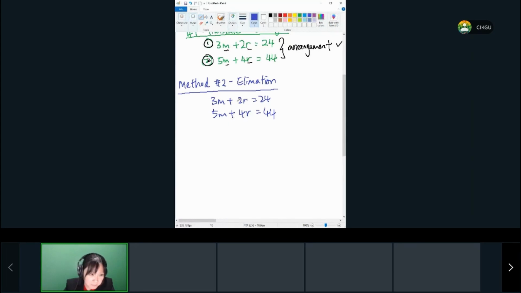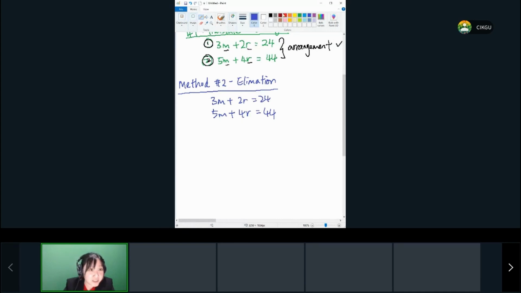So what I mean by that, you see, 3M, 5M, 2R, 4R. I think you can make the R disappear easier. Why? Because if I multiply 2 to 2R, the 2R will become 4R. Then the 4R will become the same as the 4R here. Easy to minus. If 4R minus 4R, it will become 0, which means disappear already. So that is what I'm going to do. I'm going to make R disappear for this case.